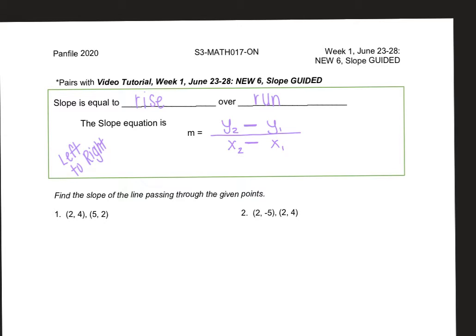Let me let you in on a little secret. It doesn't matter if you switch your y's and you switch your x's, 1 for 2. It does matter if you were to switch your x's and your y's top to bottom. So your y's always have to be on top. And if you think about it, y's rhymes with rise. Okay, so rise over run, y's are on top.